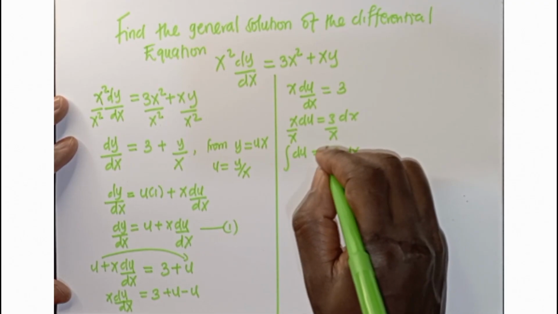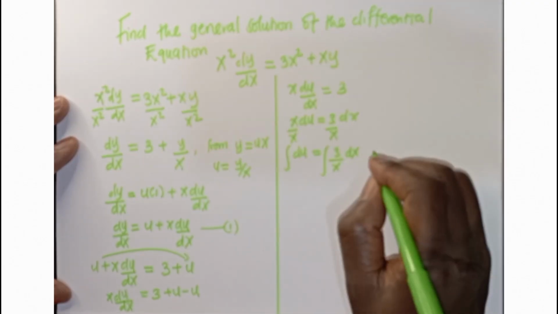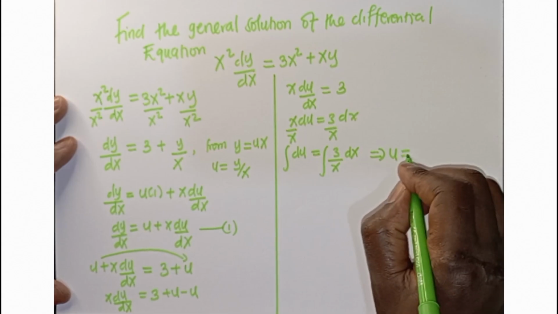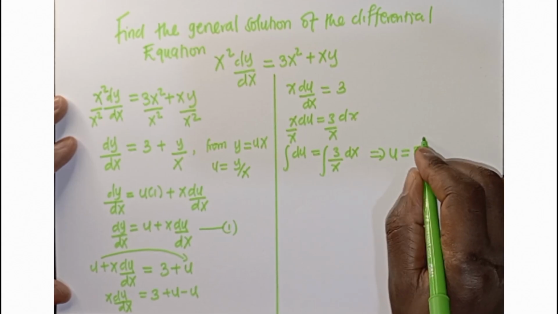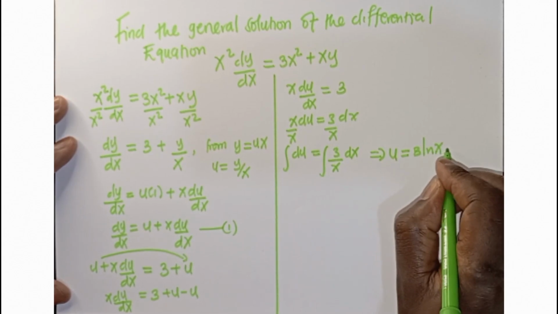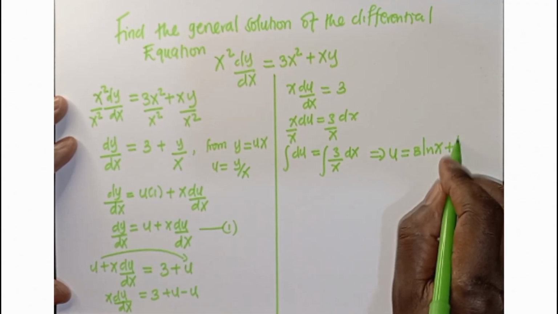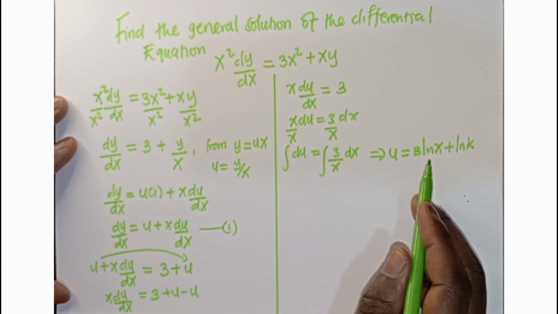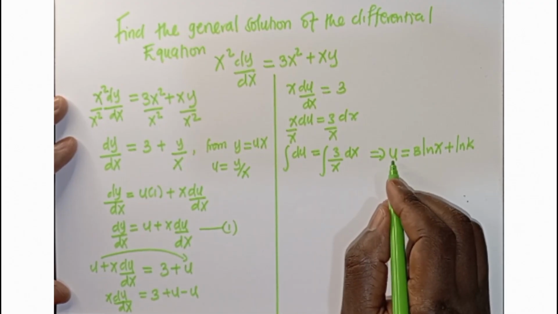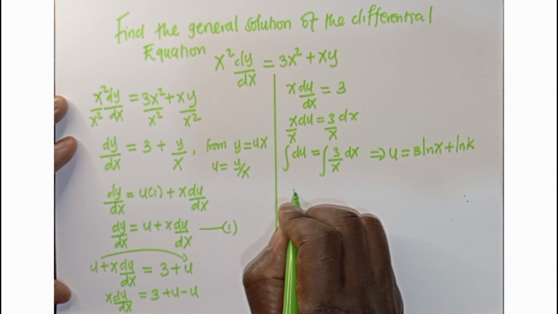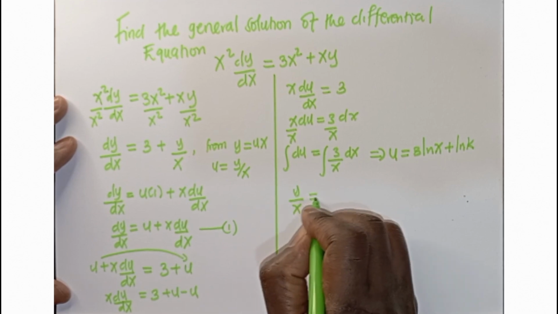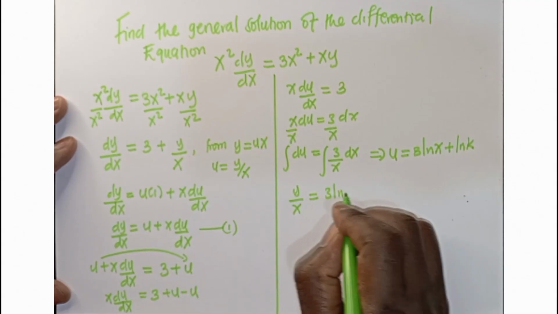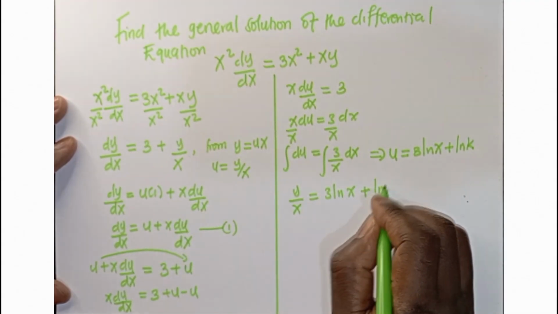So integrating on both sides, we can have u is equal to 3 ln of x plus a constant c. That c can also be ln k. But our u is y out of x, which is now equal to 3 ln x plus ln k.